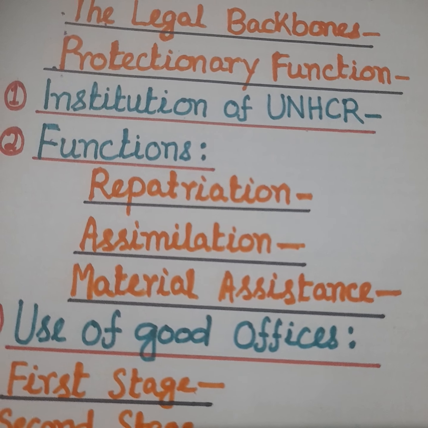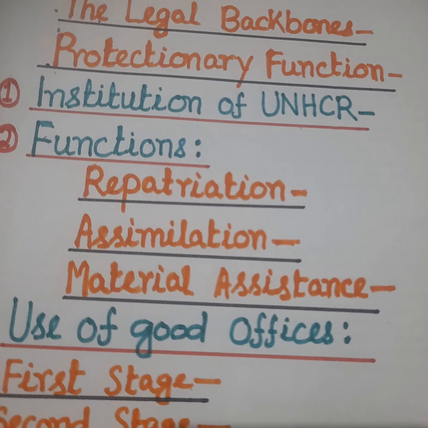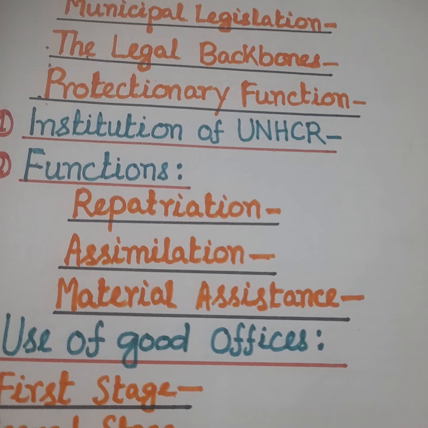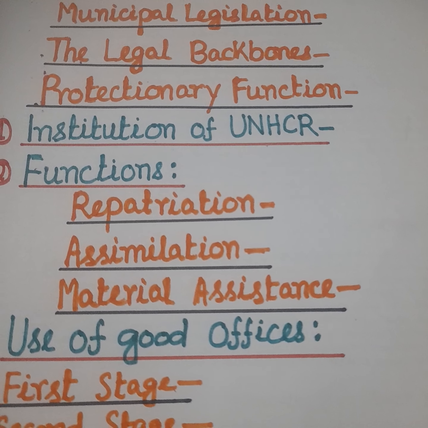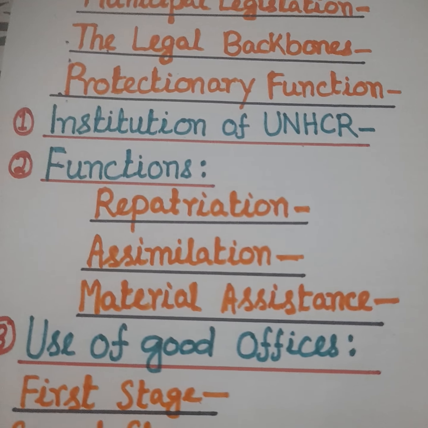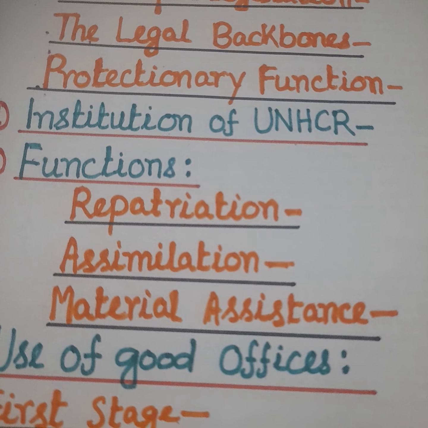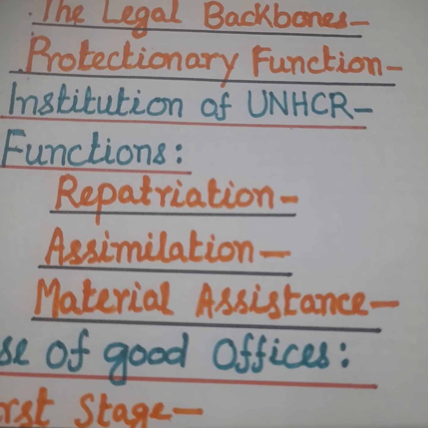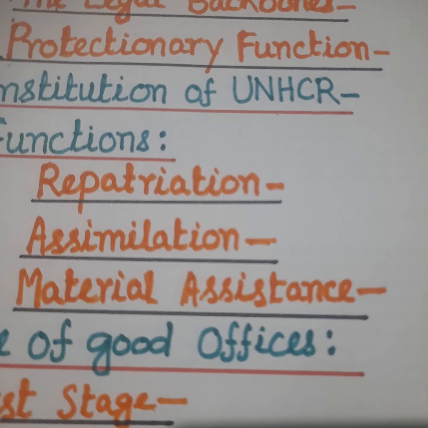So, the very protection under the earlier instruments was followed by permanent solution. Article 1 of the statute enumerates two things. One is voluntary repatriation and the other is assimilation within a new national community. In regard to that, forced repatriation would be tantamount to expulsion, which is expressly prohibited by the convention and by international custom.